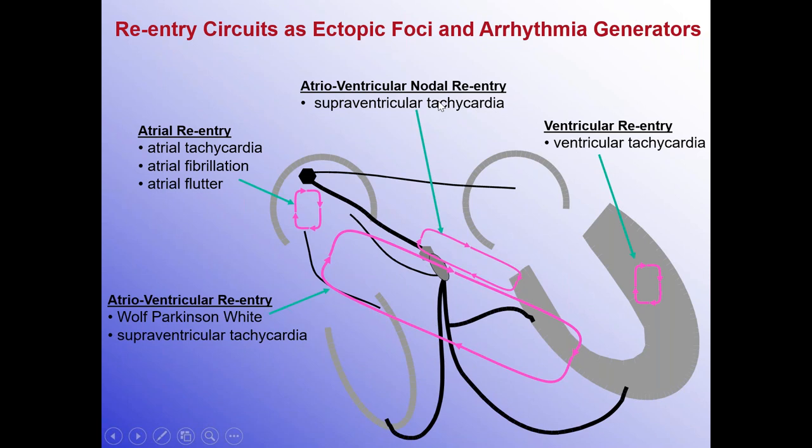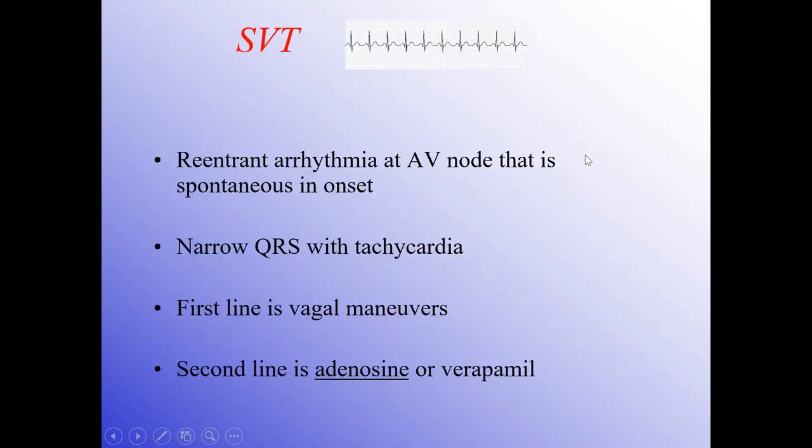So you can have an SVT because of an atrial reentry, atrial tachycardia, atrial fibrillation, atrial flutter, which is acting at the level of the atria itself. An AV nodal reentry, which is because of a circuit which is present in the AV node, which is extra. Or a ventricular tachycardia, which is a circuit in the ventricle itself.